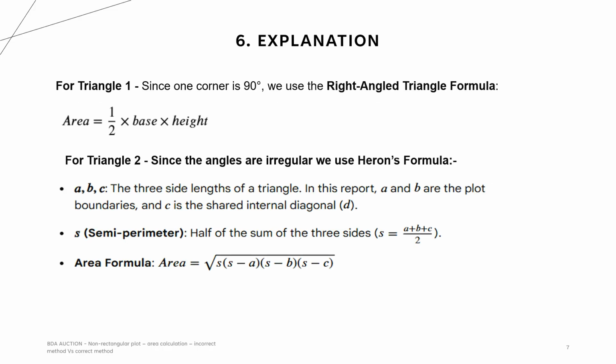See here explanation. For triangle 1, since one corner here we are assuming 90 degrees, we can use right angle triangle formula and calculate the area. And for triangle 2, since the angles are irregular, we use Heron's formula. A, B, C, the three side lengths of triangle. In this report, A and B are the plot boundaries and C is the shared internal diagonal D. S is semi-perimeter, and we also have area formula. Area equal to square root of S into S minus A into S minus B into S minus C.